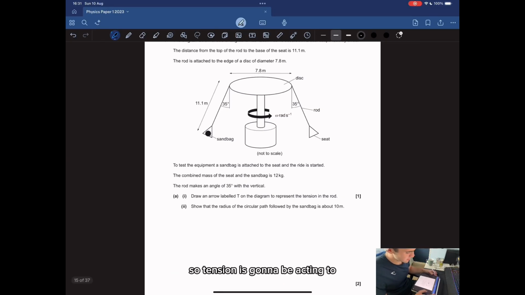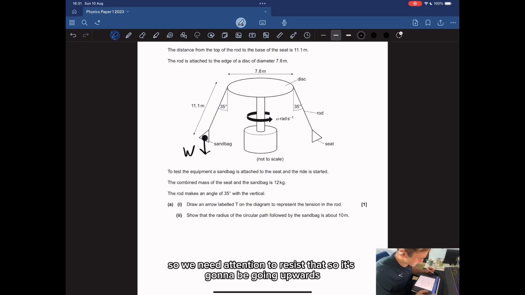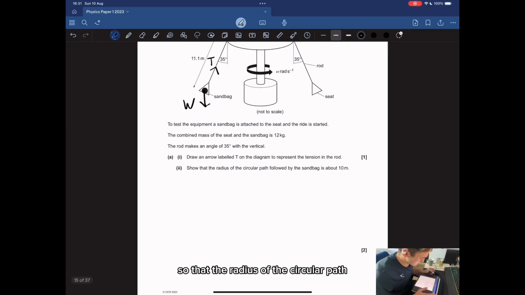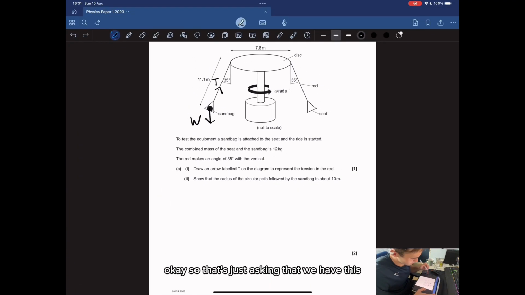So the tension is going to be acting to, so we've got like a weight here, right? So we need the tension to resist that, so it's going to be going upwards. Show that the radius of the circular path followed by the sandbag is about 10 meters. Okay, so that's just asking that we have this.